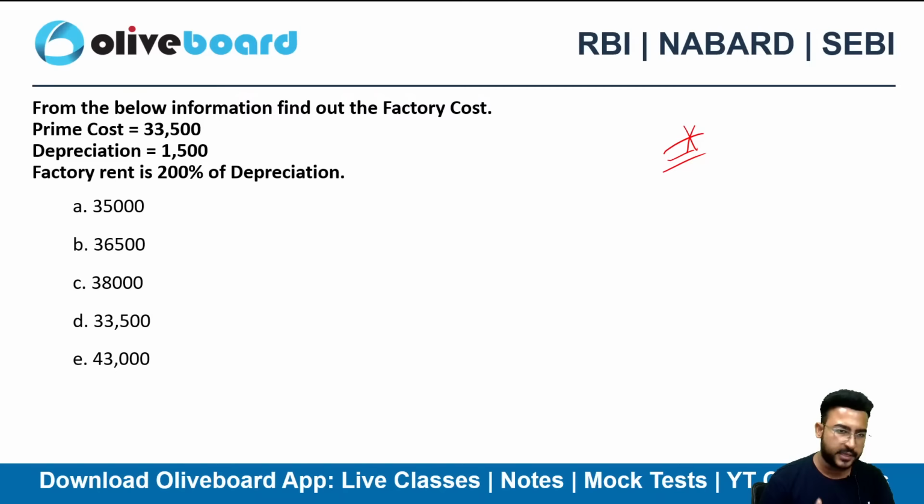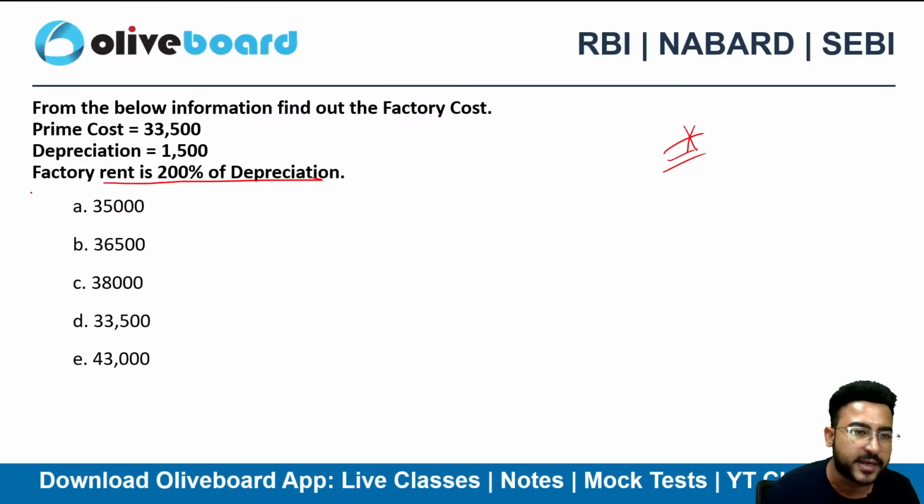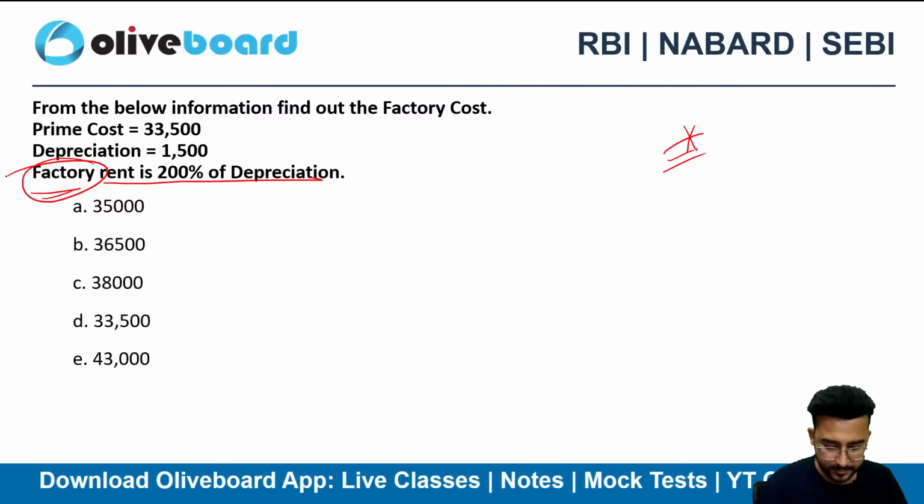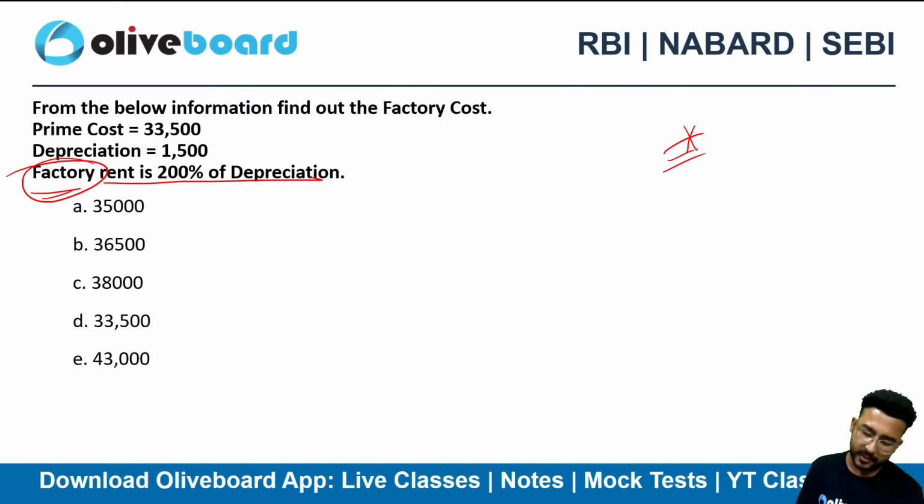प्राइम कॉस्ट दे रखी है 33,500, डेप्रिसिएशन दे रखा है 1,500, फैक्ट्री रेंट दे रखा है 200% ऑफ द डेप्रिसिएशन. एक ही कंफ्यूजन हो सकता है सर, वहां पे फैक्ट्री रेंट नहीं था. अच्छा मैं बताता हूँ, एक चेंज था उस क्वेश्चन में. वहां पे PFRDA में सिर्फ रेंट लिखा हुआ था, फैक्ट्री रेंट नहीं. तो बहुत कंफ्यूजन हो गया स्टूडेंट्स को कि रेंट है तो ये एडमिनिस्ट्रेशन एक्सपेंस भी हो सकता है, क्या पता किसका रेंट है.